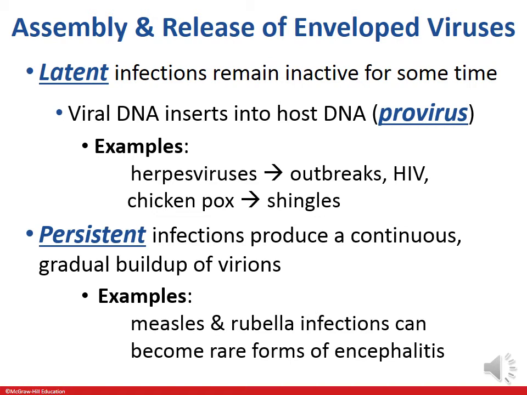In some cases, things like measles and rubella infections, if you didn't have the vaccine against these two diseases, those viruses can build up to a persistent level to the point where it can become a very serious version of encephalitis. So there's a reason why we vaccinate against these two diseases, even though they're very mild infections. If you're a child that gets measles or rubella, you probably survive. But in some people, that virus can cause lifelong problems, right?